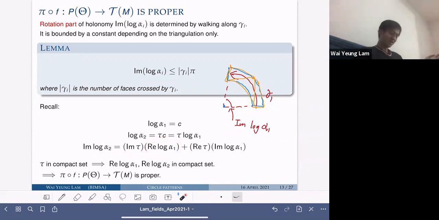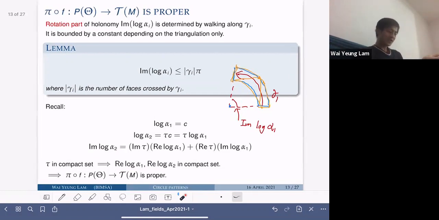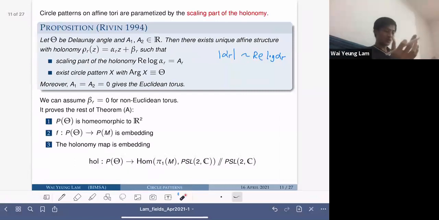Similarly, if I do the real part, I can also deduce that this is also in a compact set. And now it's very nice. If I have a converging sequence in the Teichmueller space, and I have these circle patterns, and I look at the underlying conformal structure, and they have a converging sequence, then I can deduce that the holonomy also has a converging subsequence. And for the limiting value, by the earlier result, you know that for the corresponding limiting value, you will have a circle pattern.